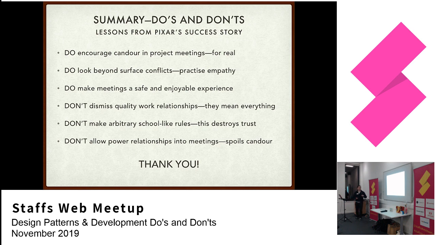And finally, be wary about allowing power relationships into meetings, because it spoils candor. As he was explaining in that talk, sometimes if you have big boss 1, 2, and 3 being very openly critical about stuff, it can make people close up, and you don't want that in meetings. You want meetings to be open and enjoyable.